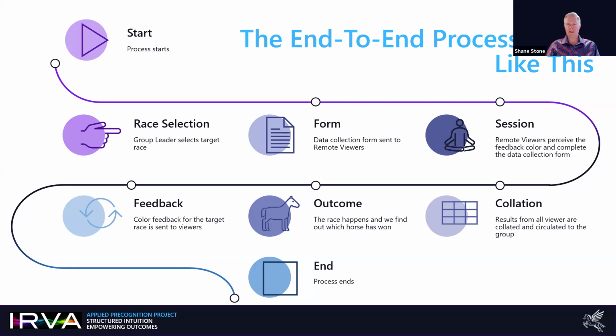Our form then gets sent out via email. Today I'll be sending that form out in the chat so that we can all go to the form there. And basically, there's only two fields to fill in. One is your name. The other is the color that you have selected. You then do your session. We'll go into a bit more detail about what that looks like. To perceive your feedback color, you then complete the data collection form, send that back in.